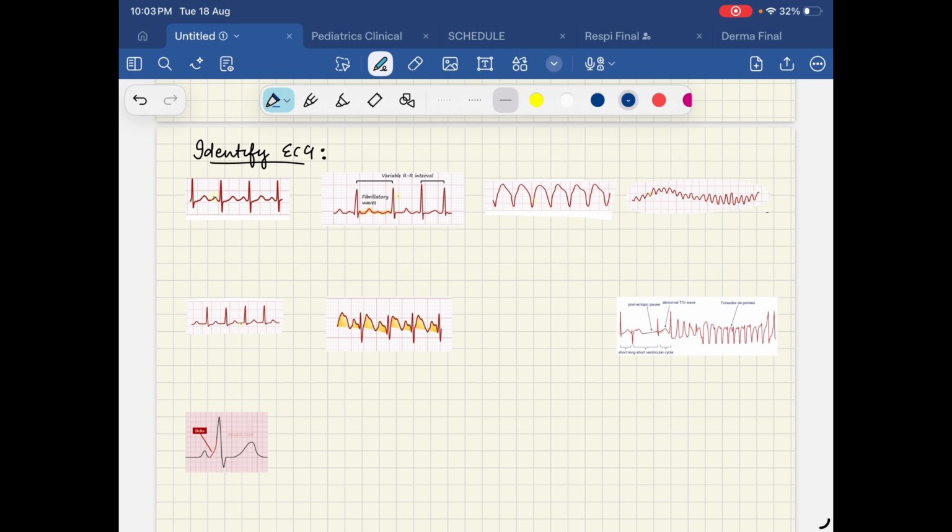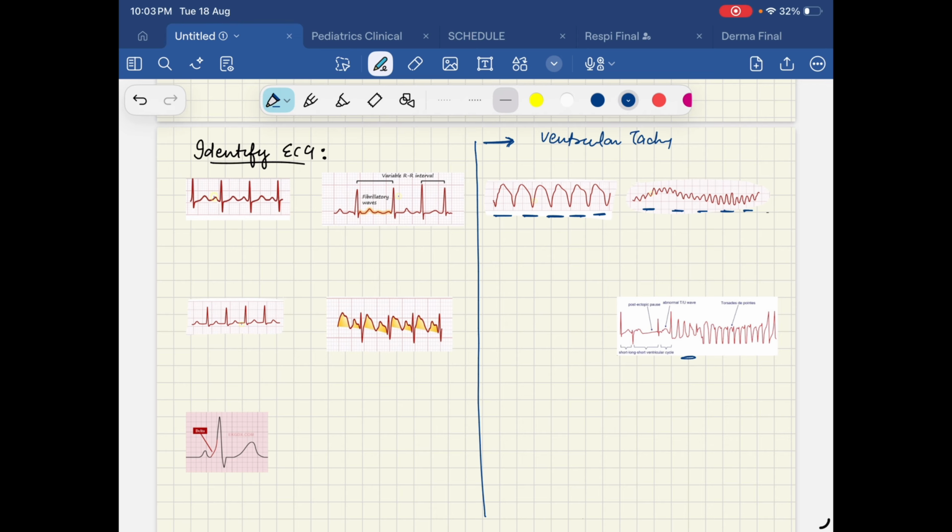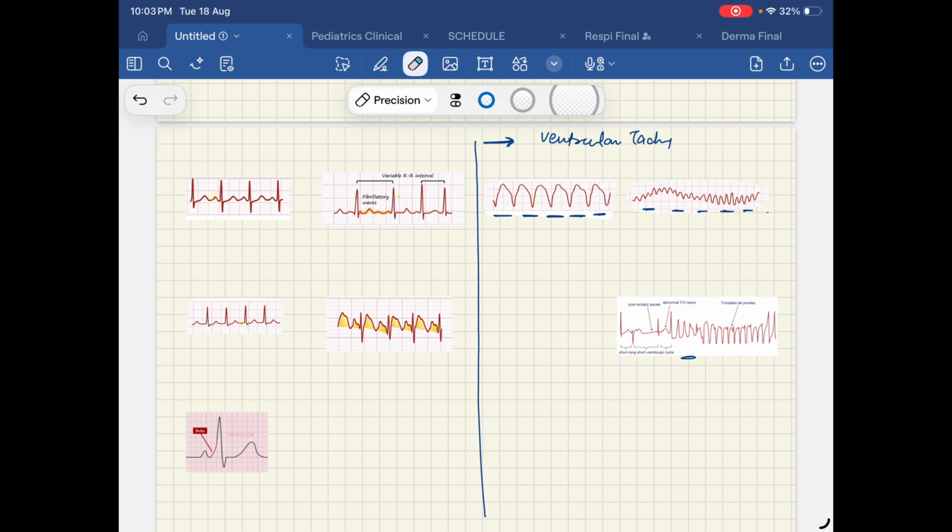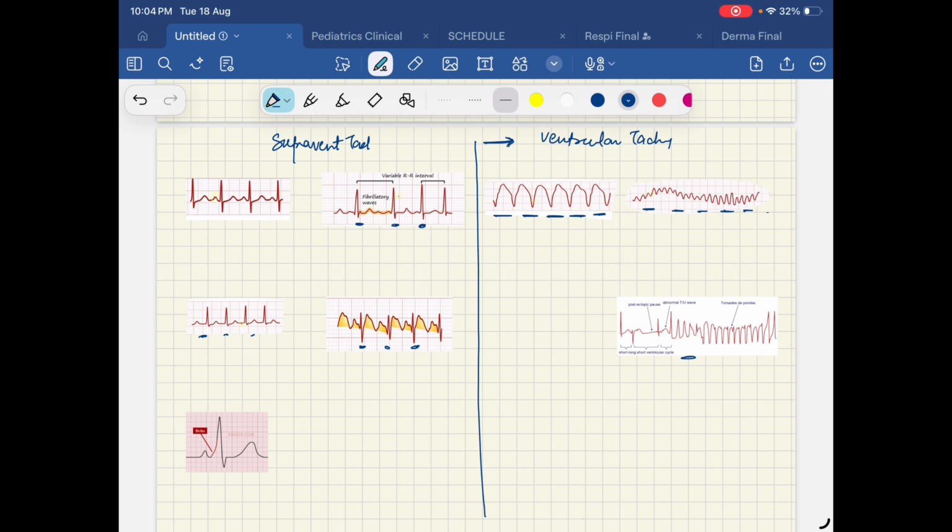Just giving you a little hint, the ECGs on this side have a wide QRS, right? You can see that the QRS is very wide. It's completely abnormal. So this is definitely ventricular tachycardia. And in the ECGs on the left-hand side, the QRS is normal. It's narrow, as you can very clearly see. So this is supraventricular tachycardia, which is called narrow complex tachycardia.